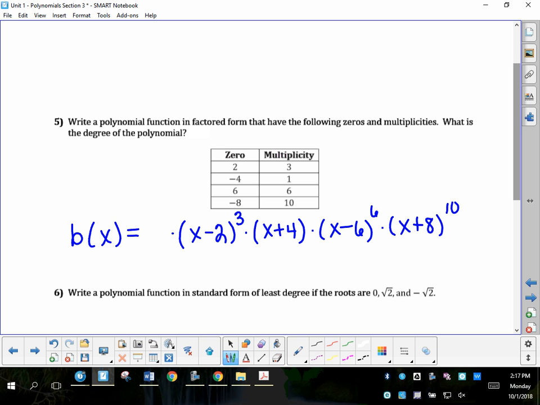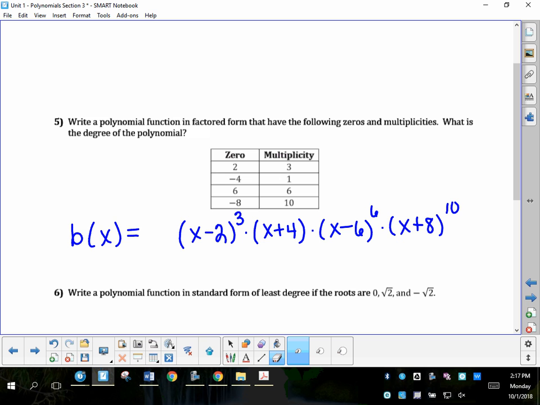Outstanding. Absolutely perfect. And again, you'd have some arbitrary a in front, but it says write a polynomial. So technically, we don't know any other points. You really don't even need the a in front. Did you write an equation that has those zeros that many times? Now we've got to give the other part.